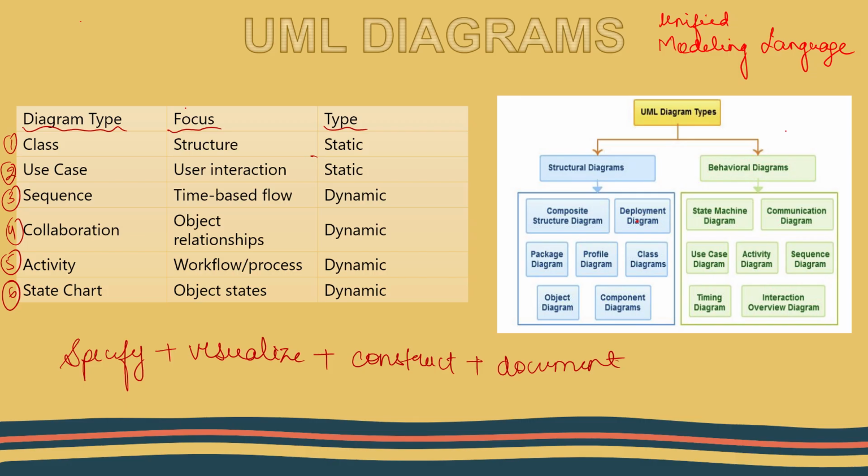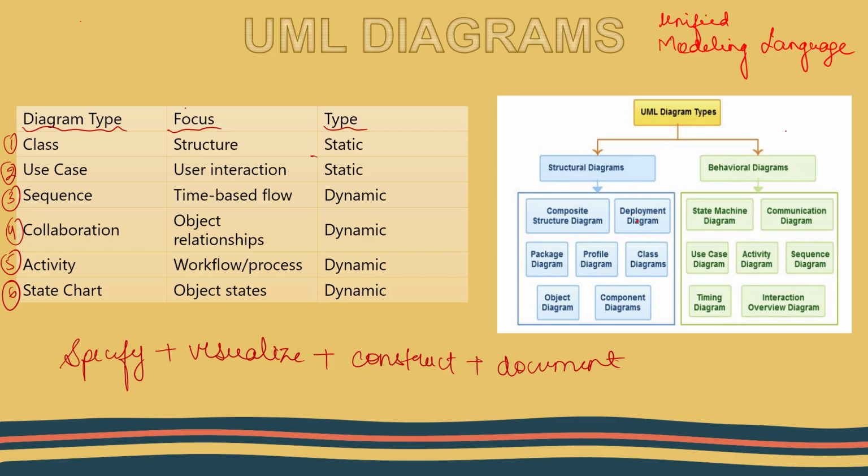Dynamic means which can change. Static is which does not change. Collaboration, object relationships, dynamic. Activity is for workflow or process, that is also dynamic. And state chart for object states, this is also dynamic.